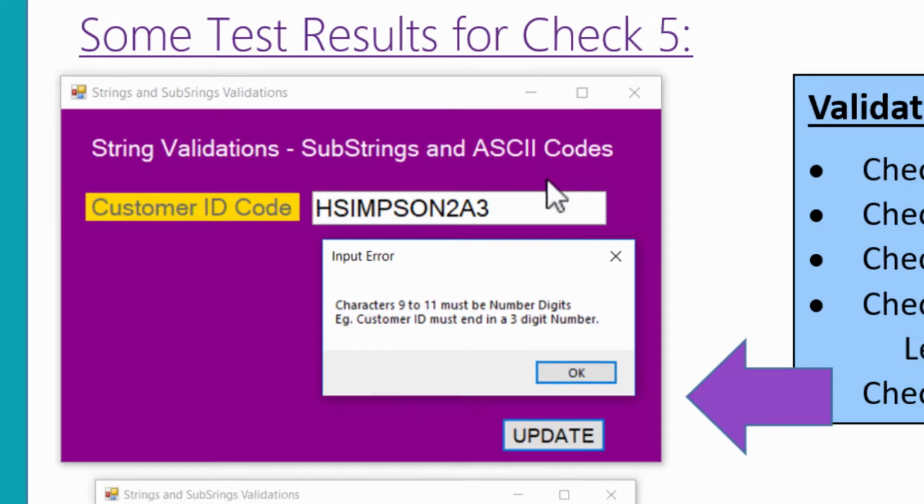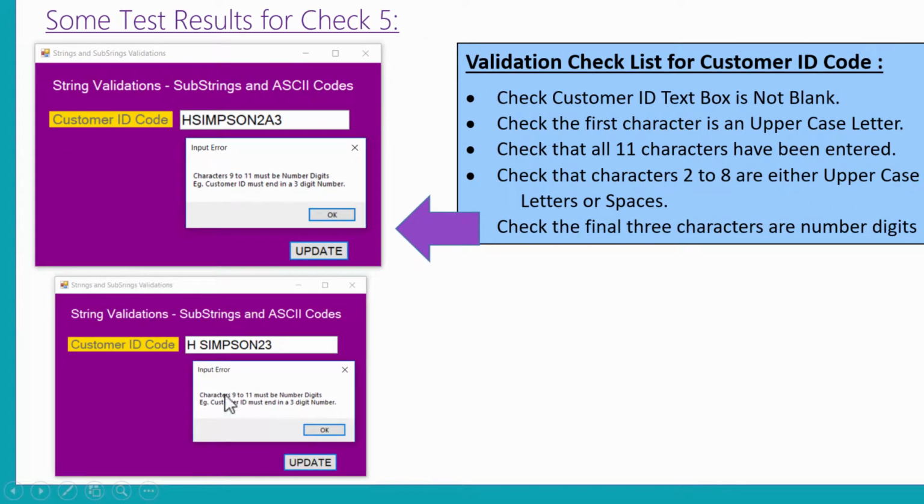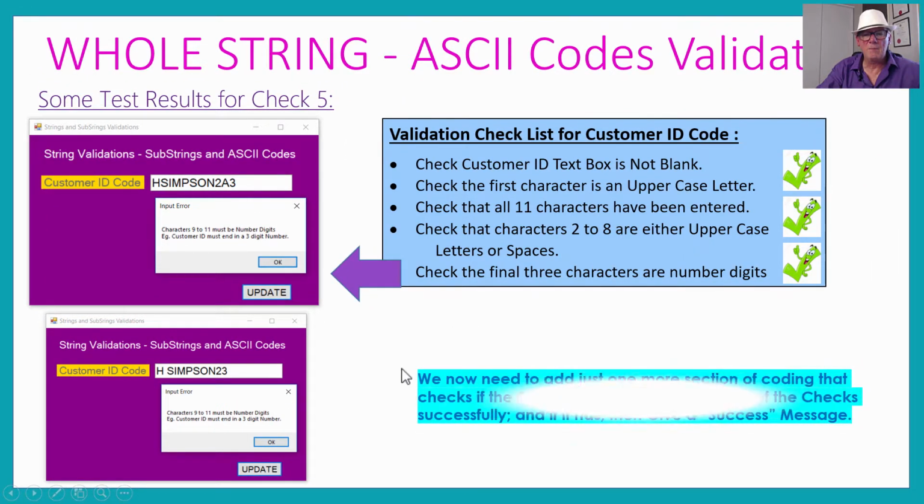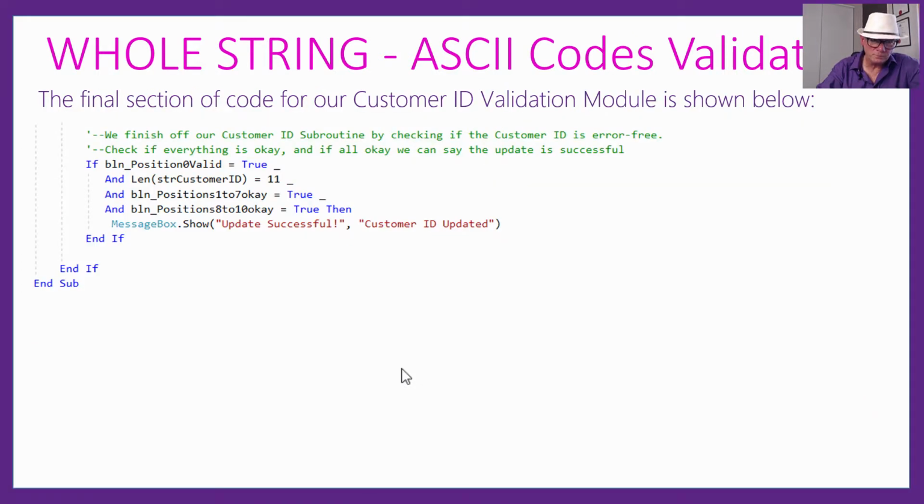And our checking's working on that they've put a letter there instead of putting a number. We needed 3 numbers on the end, not a letter. So that's all working, and told them to fix that up. And now we just need one more section of coding, and then this whole thing with customer ID, gee, it's been a long journey, that's finished, and we can give them a success message.